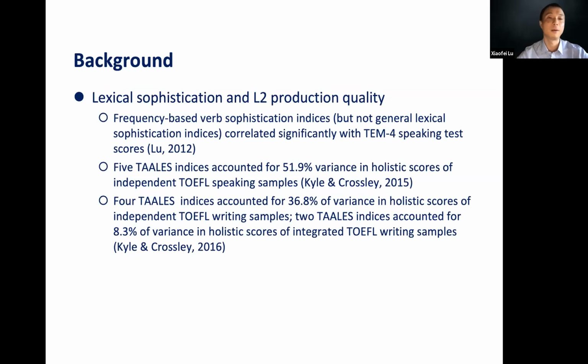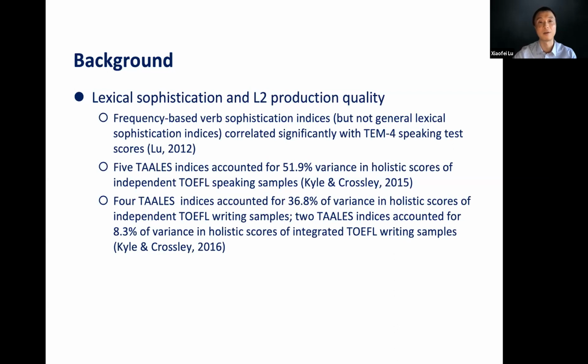So in terms of research on the relationship between lexical sophistication and L2 production quality, I will show you a few findings from a few recent studies on L2 oral and written production. So in my own work, I looked at lexical richness in general, and its relationship to the quality of L2 oral production. And I found that lexical diversity played the most important role. Lexical density had basically no effect.